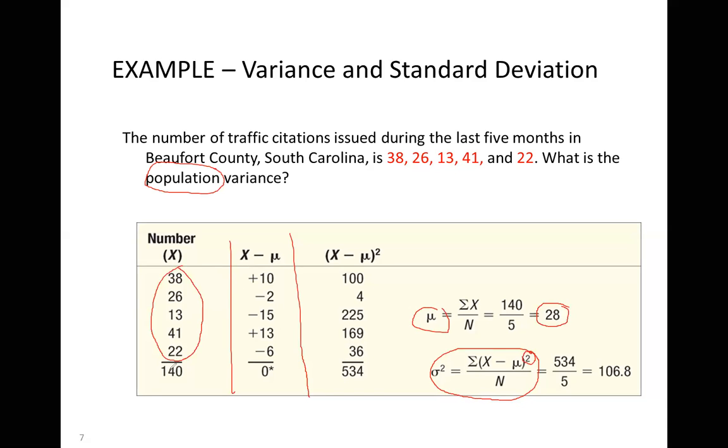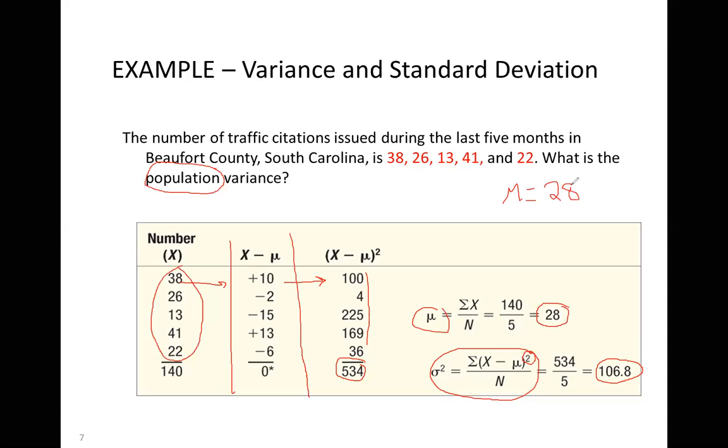So first calculate the value of mu: adding up the values divided by their number, mu equals 28. Then x minus mu for each value: 38 minus 28 equals 10, 26 minus 28 is negative 2, and so on. Find the deviations, then square the values to get (x minus mu) squared, and then add them up to give you the numerator for the variance. Now the variance sigma squared equals sigma of (x minus mu) all squared. The sum of that column equals 534, divided by n, which is 5, that equals 106.8.